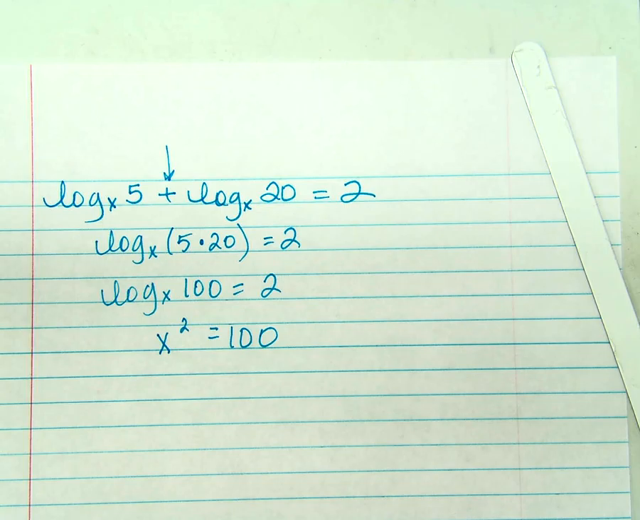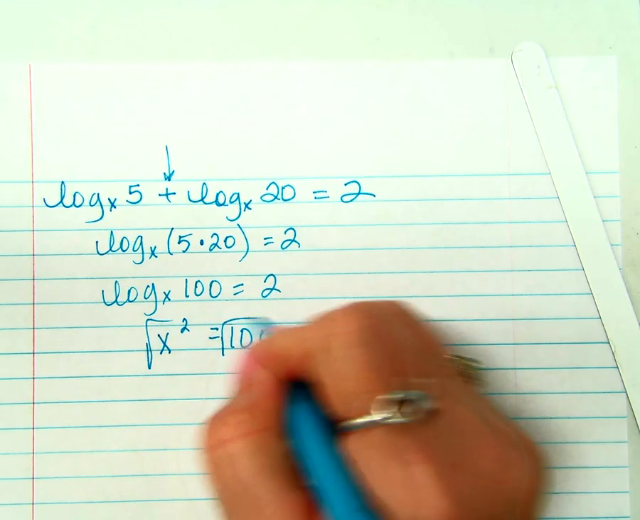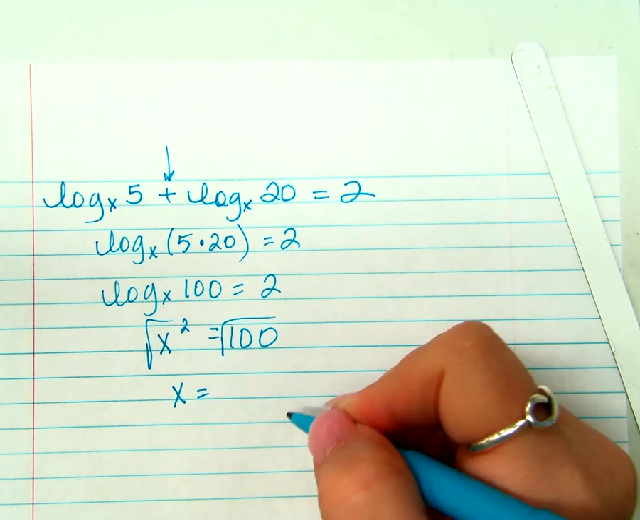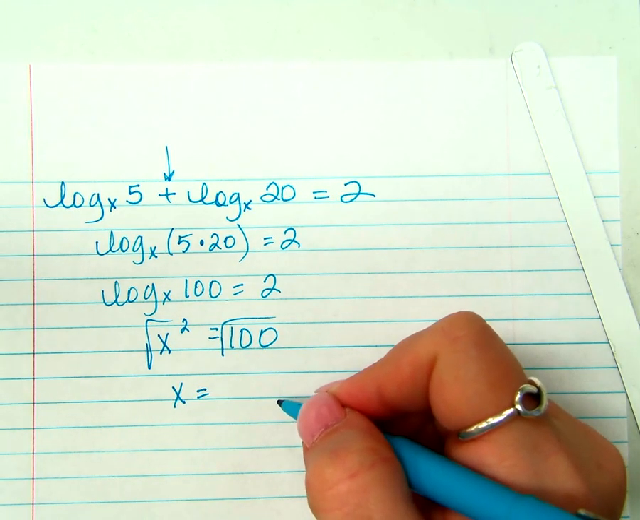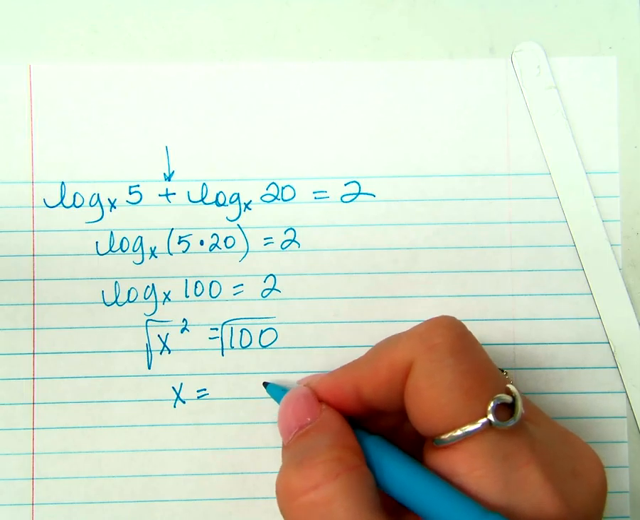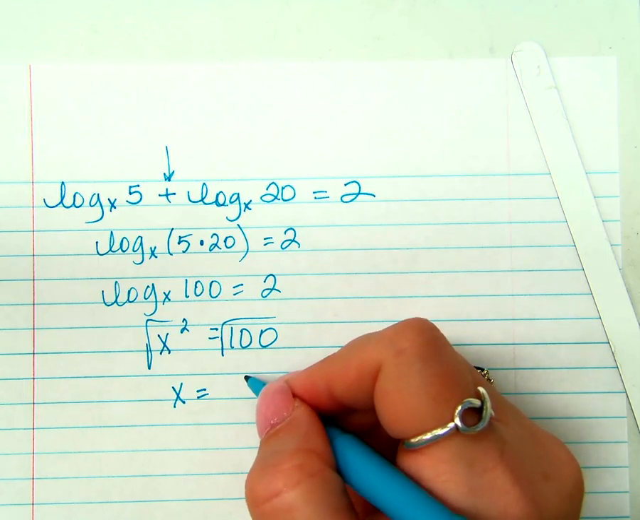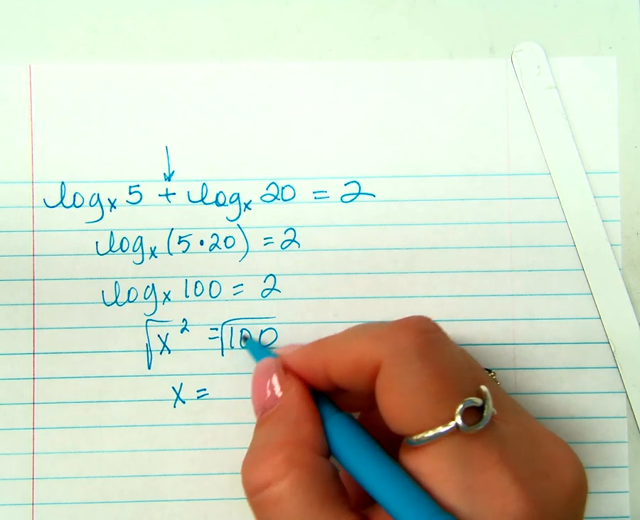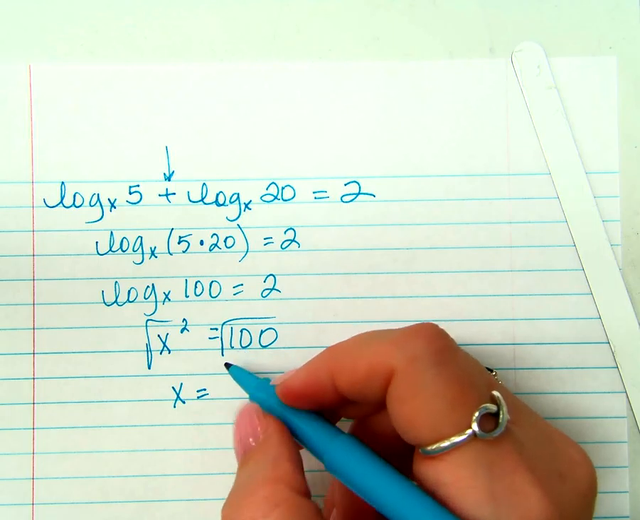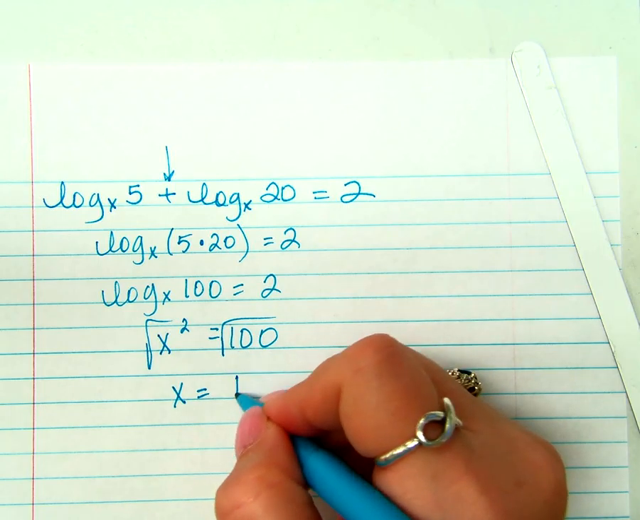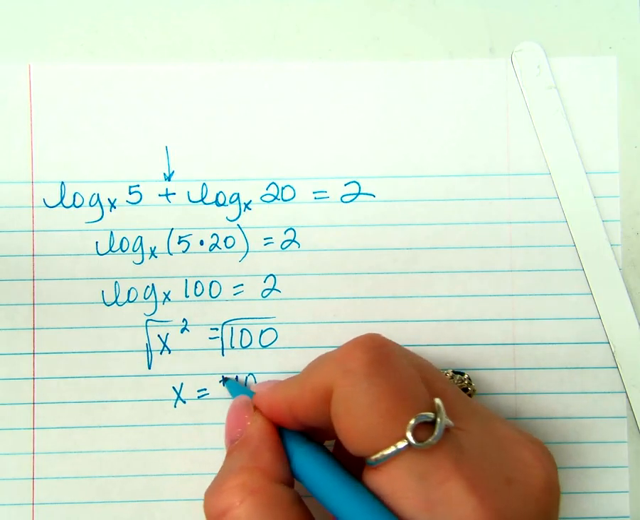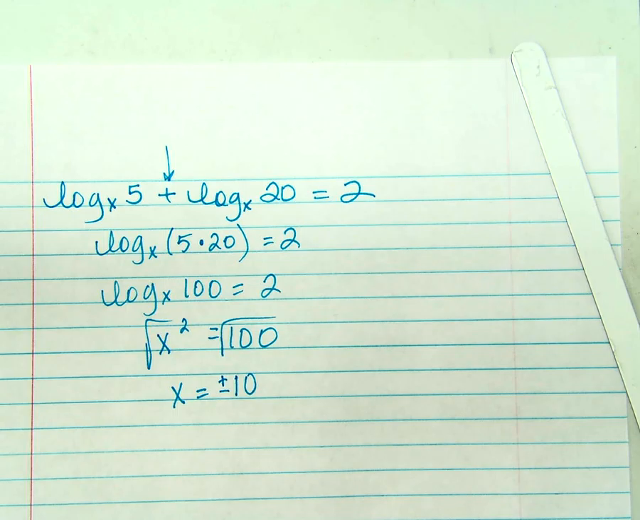How do I solve it? We'll talk about your way in just a second. How do I solve this one from here? Square root of both sides. X equals what? Don't forget. I'm taking the square root of 100. What's the square root of 100? 10 or negative 10. Remember that?